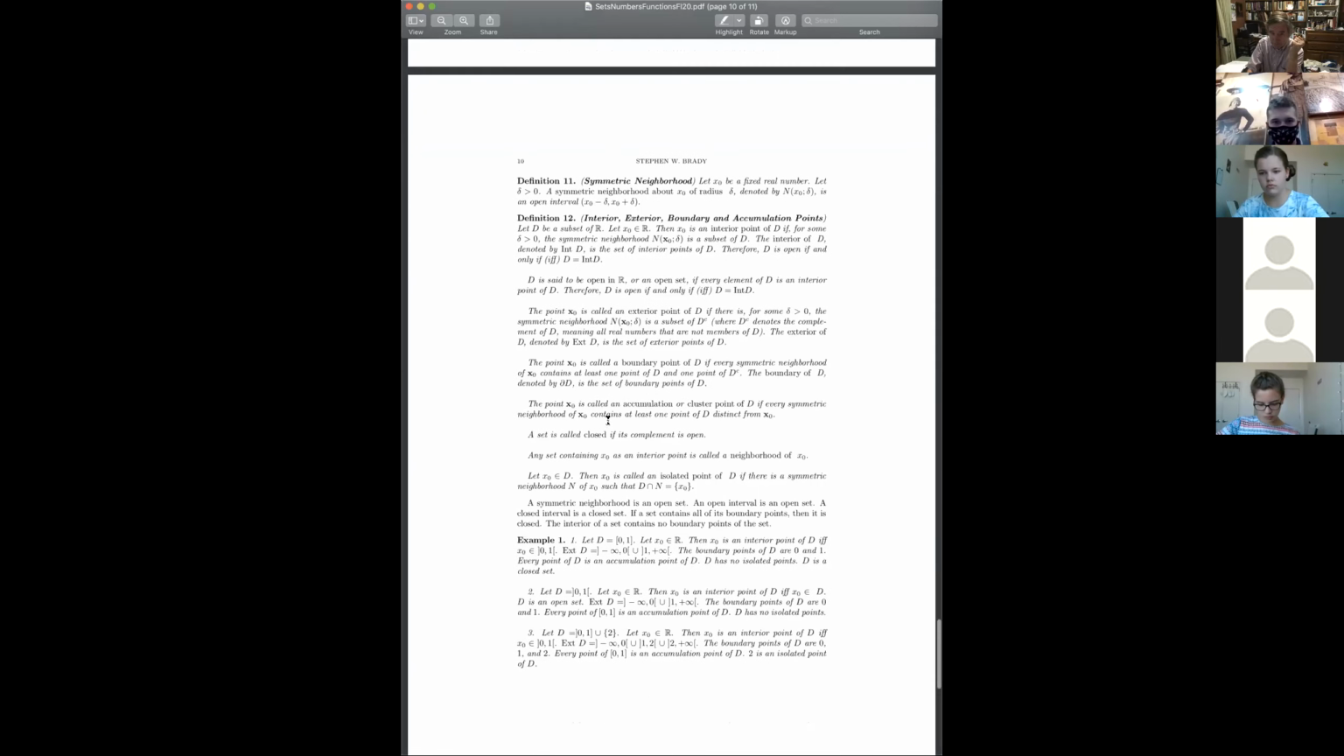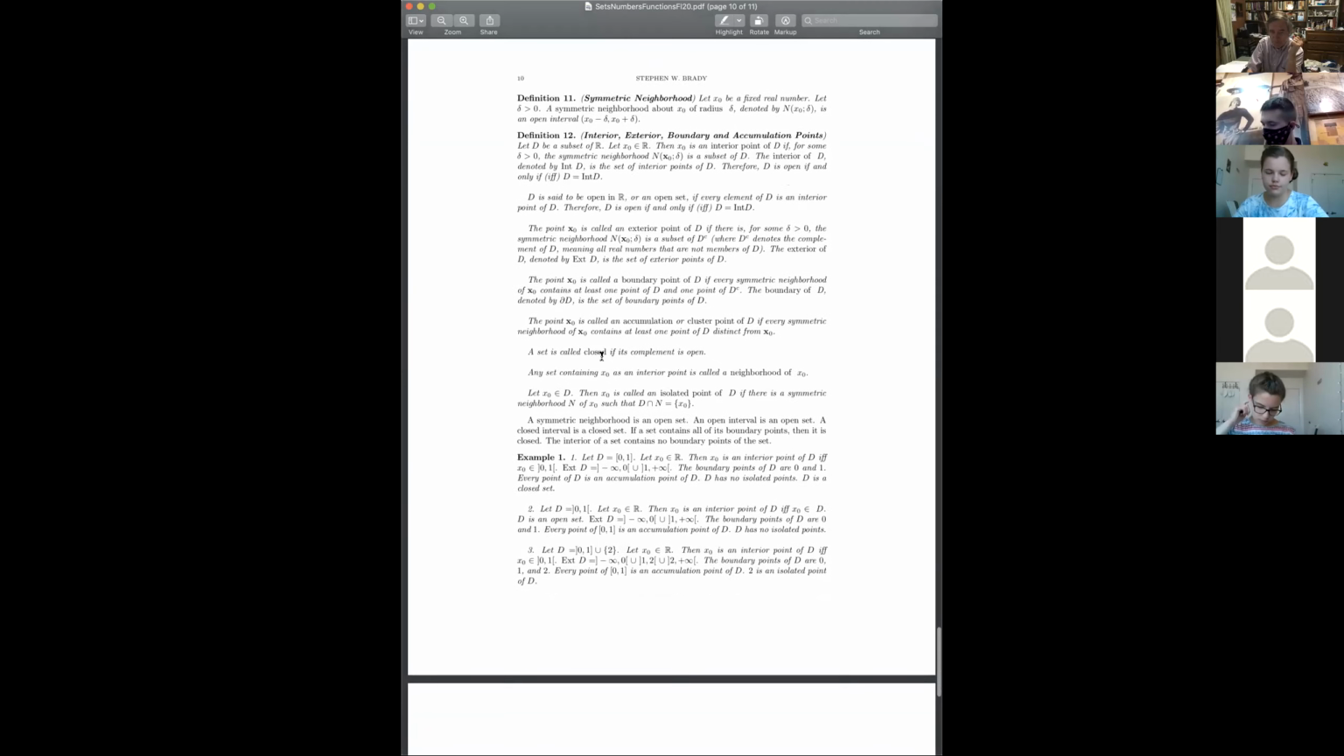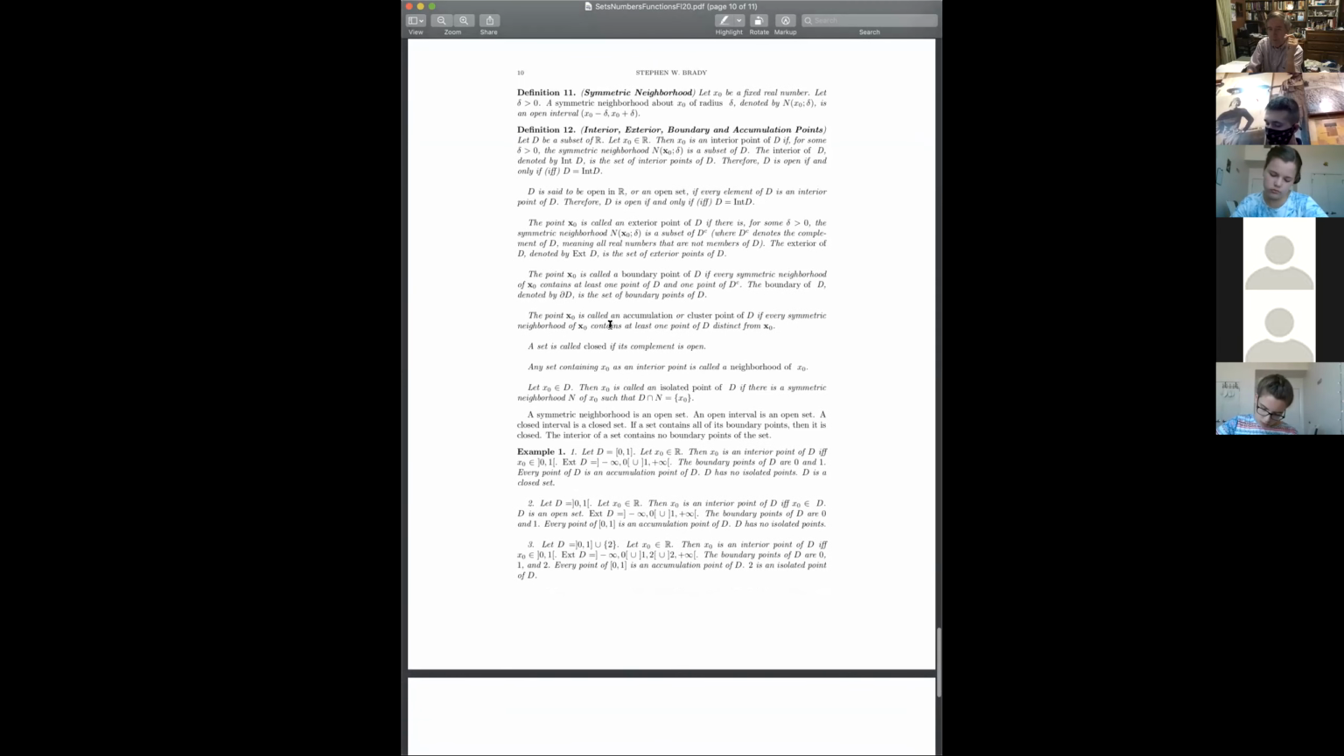Now, the hardest one, an accumulation point. A point of a set is an accumulation point if every symmetric neighborhood contains at least one point of the set different from the center point. Every neighborhood contains a point different from the center point. So what you should think about is if I have a point and it's an accumulation point, the word accumulate means to build up. The other word we use is cluster point.